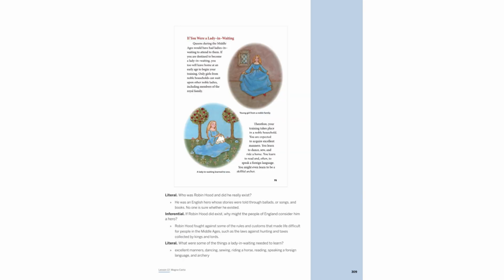In the Middle Ages, young girls from noble families trained to become ladies-in-waiting. Their education included mastering excellent manners, dancing, sewing, horse riding, reading, and often learning a foreign language. Some even learned archery. This rigorous training prepared them to serve noble ladies and eventually marry a nobleman.